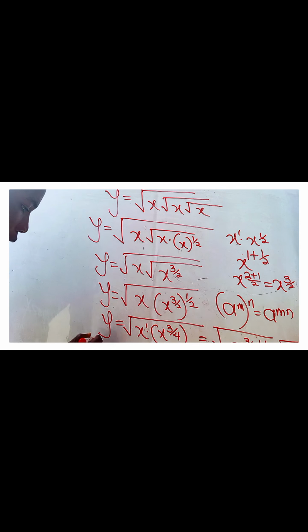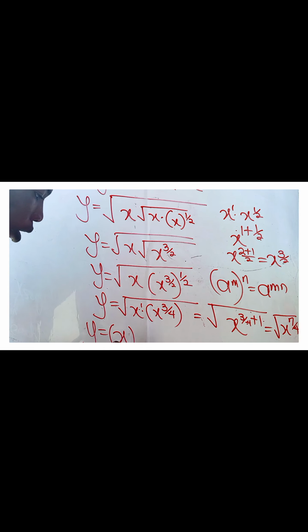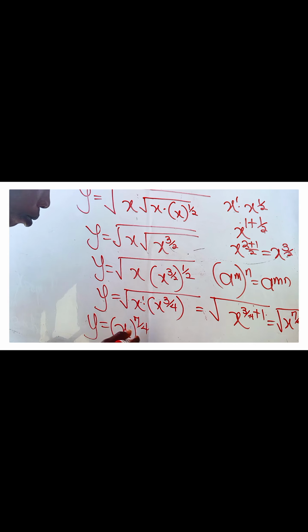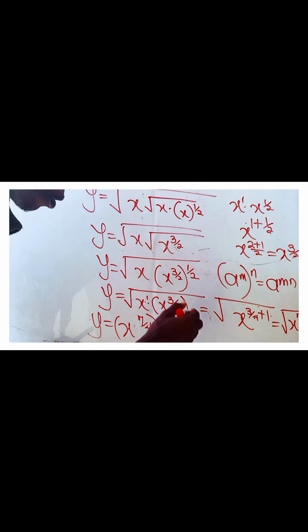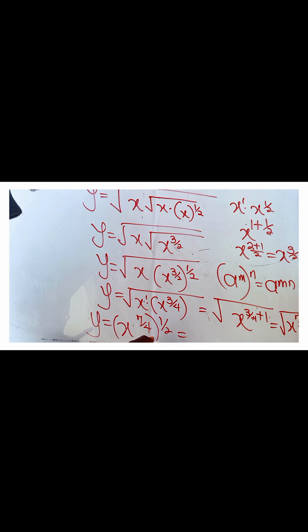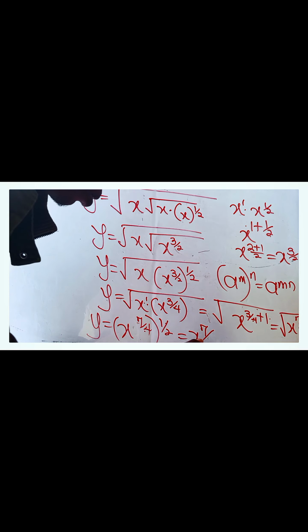And then we unfold the last square root, which gives us x raised to the power of 7 all over 4, then raised to the power of the square root, which is 1 all over 2. And this gives us 7 times 1 is 7, then 4 times 2 is 8.